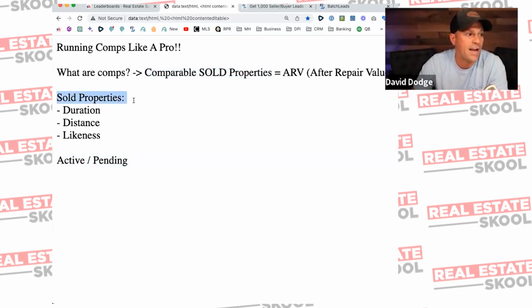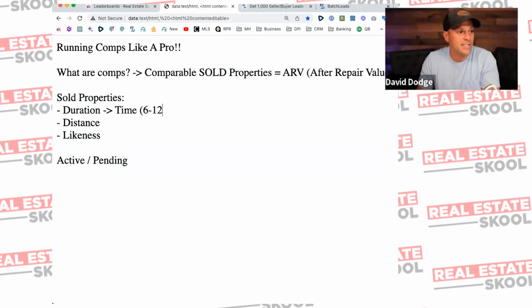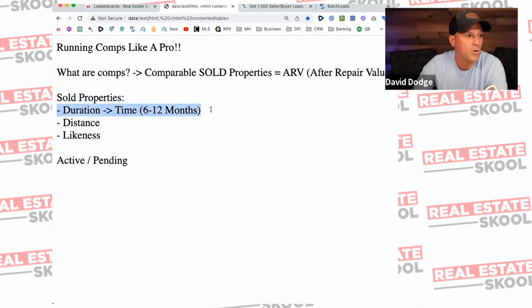Now, once we find and locate the sold properties, we are really going to be breaking these down using these three little categories right here. So duration. Well, duration is time. And ideally, we want to be 6 to 12 months from the sale date when we're running our comp. So it's very important that we're not looking at properties that have sold 3 years ago or 5 years ago.